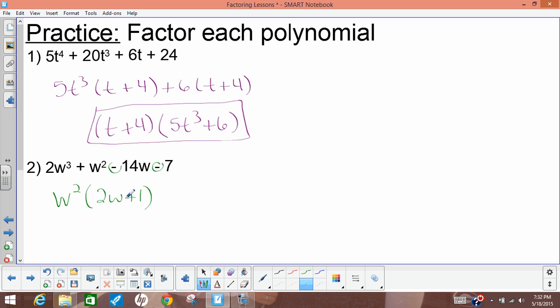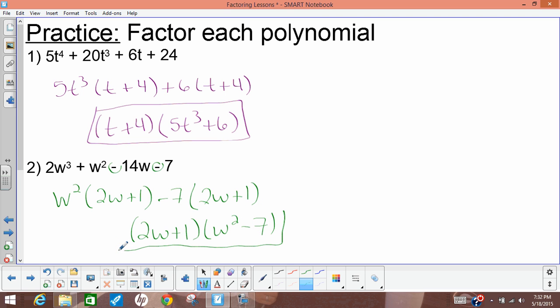Now I need to end up with a 2w plus 1. So in order to not get a minus, I'll factor out a negative 7 in both of these. And I'll be left with 2w plus 1. Factor out that 2w plus 1. I'm left with w squared minus 7. And that guy is factored.